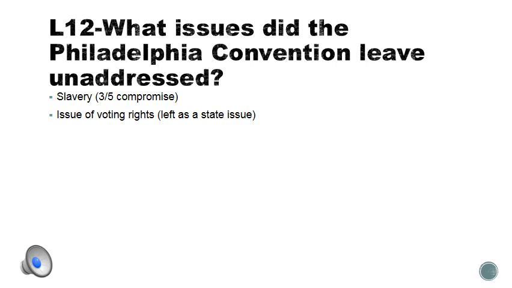Some states allowed basically anyone of the right age, aged 19, 20, 21 years old, to vote. And some states required land requirements. So that's definitely going to be left up to the states.